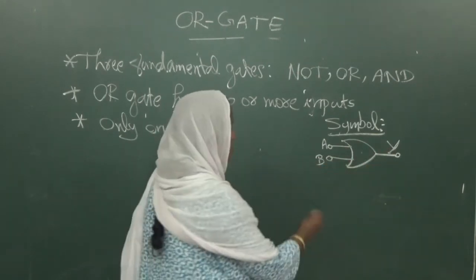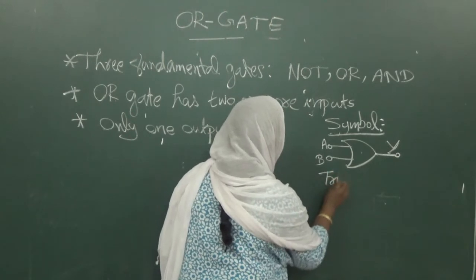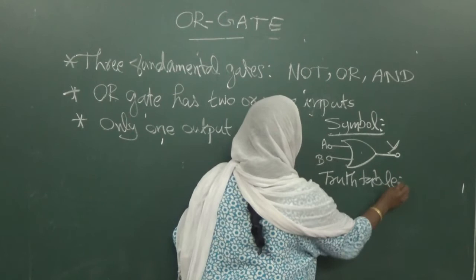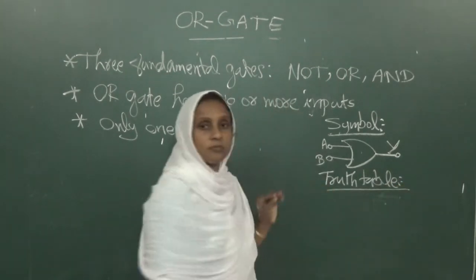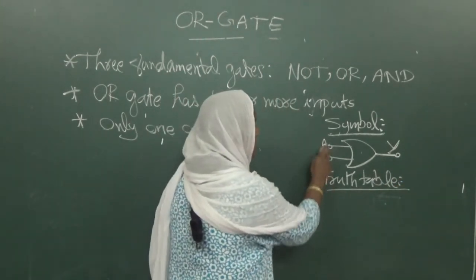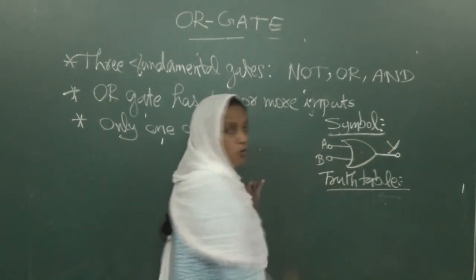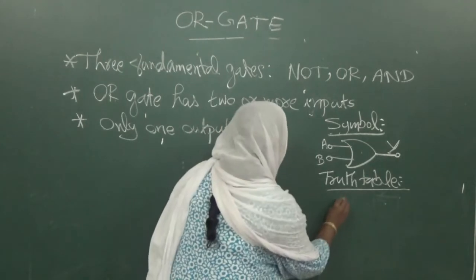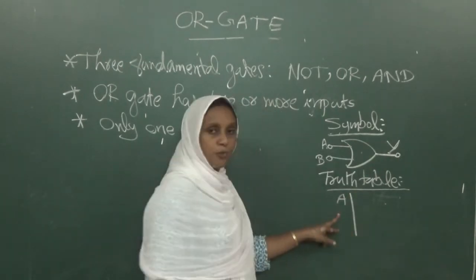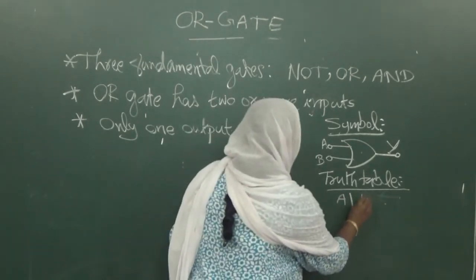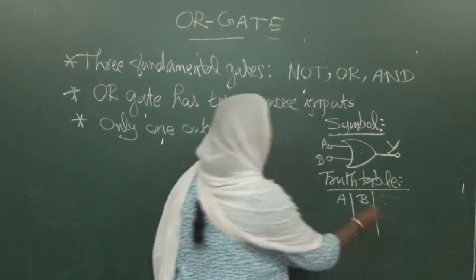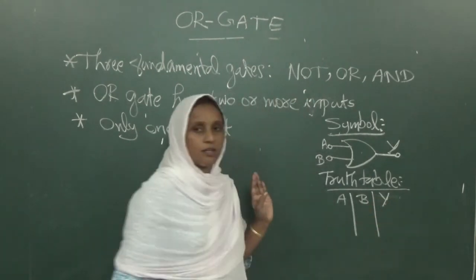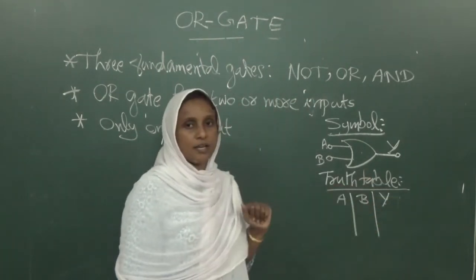Here in this case of OR gate, we can write a truth table. Since this truth table has only 2 inputs and 1 output, we use 3 columns. First column for input A, second column for input B, and third column for output Y. Okay, A, B and Y.